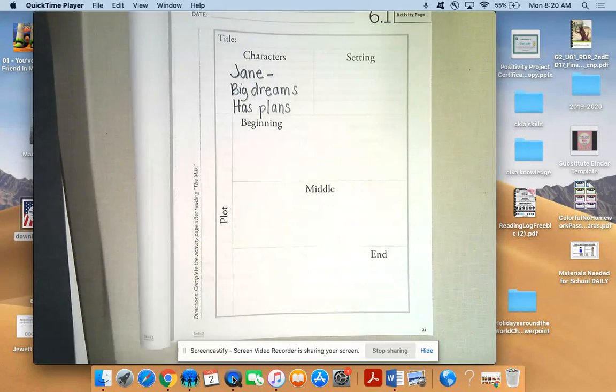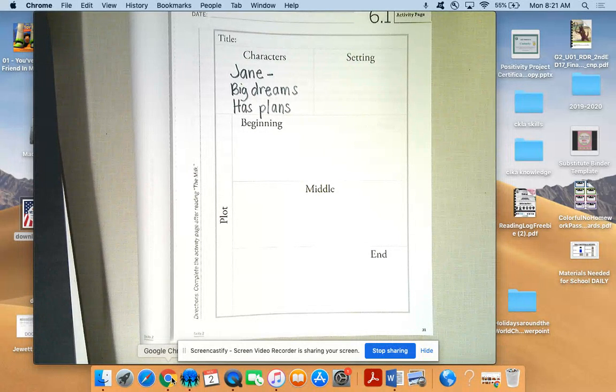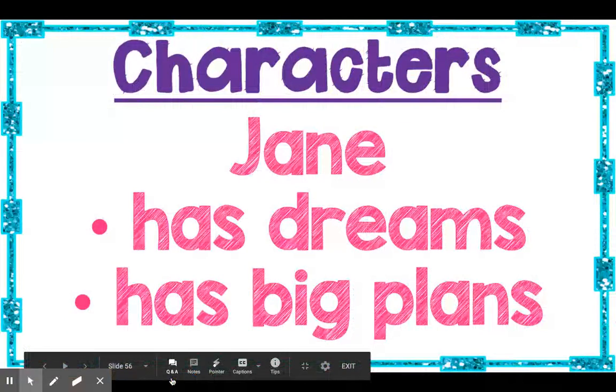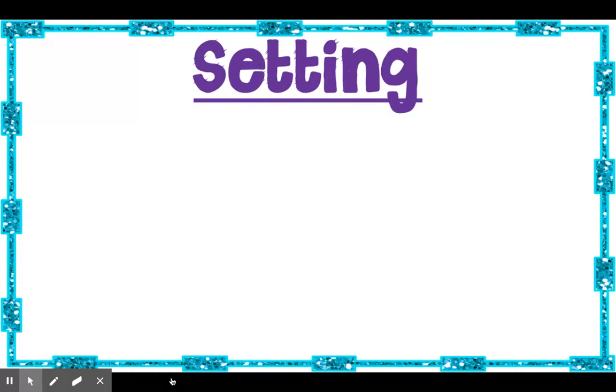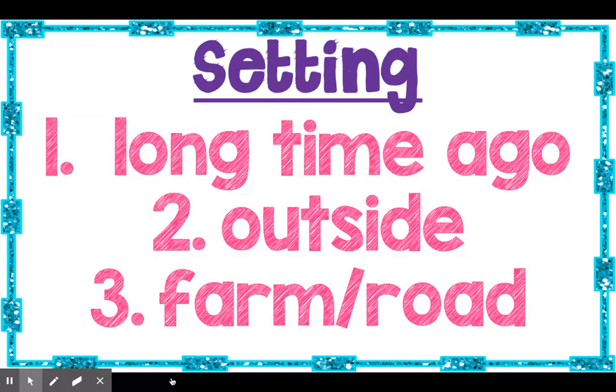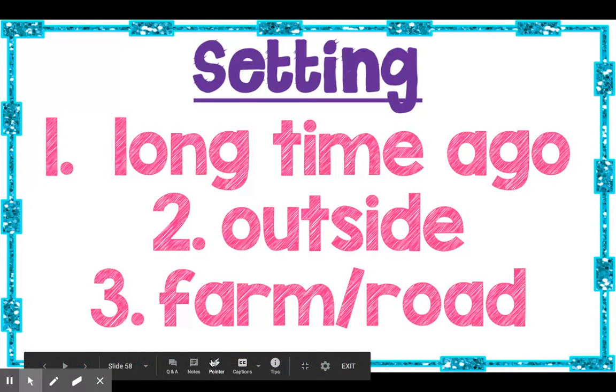So let's go back to our other document and our other slideshow and get ready to talk about the setting. Now I want you to think about where and when the story takes place in The Milk. Okay, it took place a long time ago. This isn't recent. It was outside. It looked like it was a farm or a road from the picture clues. So let's get that idea on our paper. A long time ago, outside, farm, road.